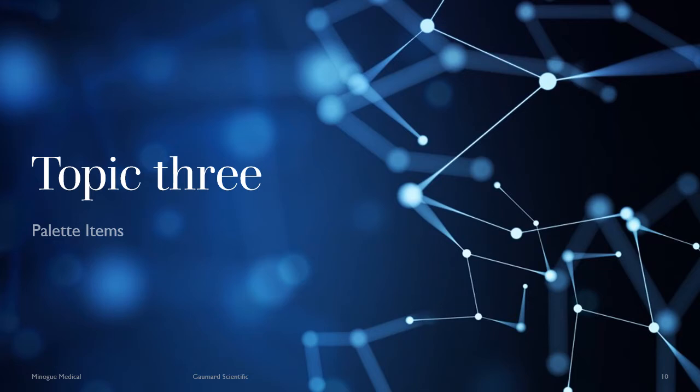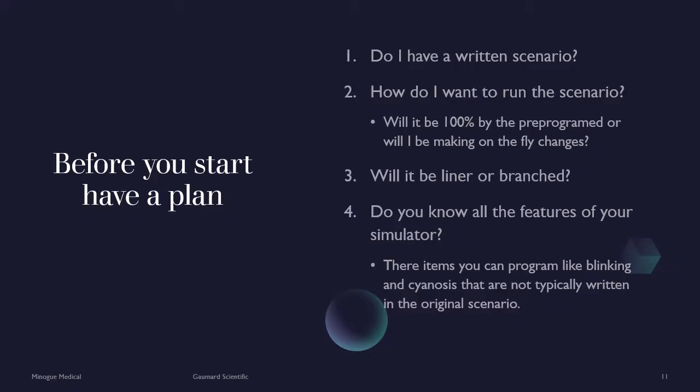Topic 3, palette items. And this is probably what you're really here for. So before you even start building a scenario, one of the things that you 100% need to do is have a written plan. Write a scenario out. Write it out so that you know whether or not it's going to be linear or branched. Know how you're going to be facilitating that scenario. Will it be 100% pre-programmed? Will you make on-the-fly changes sometimes?